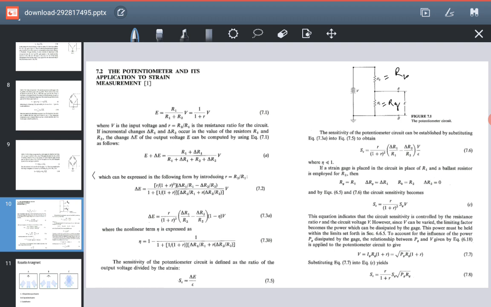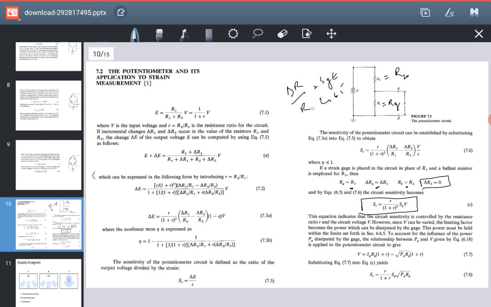So the ballast resistor is actually something that controls the value of current in the circuit. So Rg is equal to R1, delta Rg will be equal to delta R1, Rb is equal to R2, but since ballast resistance only limits the value and does not change, delta R2 will be 0. Okay. So you put all of this in equation 7.6, it will turn out to be this. Also this is in equation 6.5. So let me check what equation 6.5 is. So this is equation 6.5.